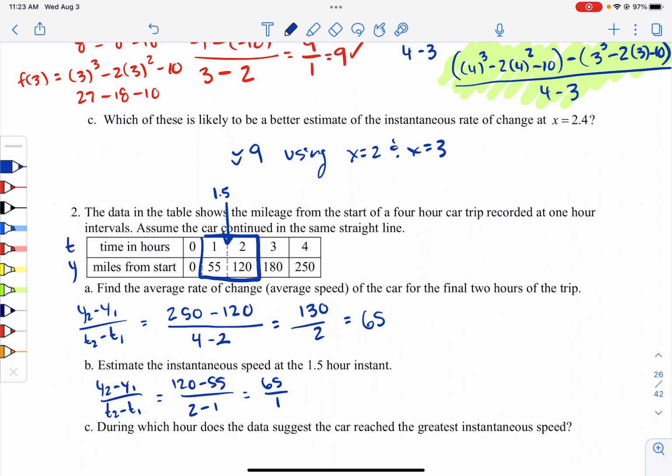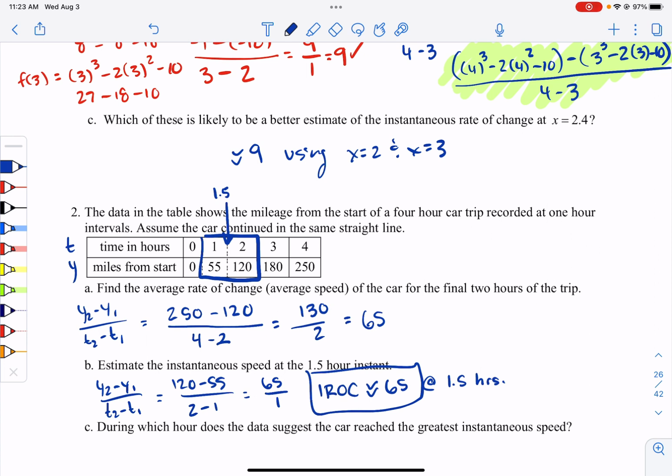Okay. So I'm going to say that because it says estimate the instantaneous speed, my answer is going to say the instantaneous rate of change is approximately 65. And you can say at 1.5 hours if you want. You don't have to. But this right here is the answer I would be looking for. The instantaneous rate of change is approximately 65.